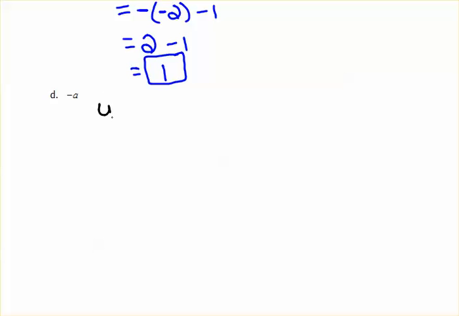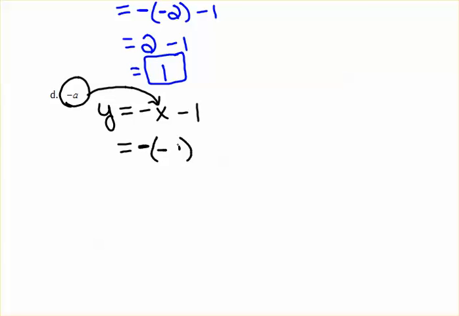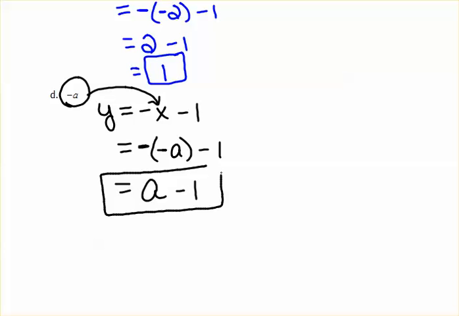Okay, again, I'm going to rewrite my formula. y equals negative x minus 1. And this time, instead of x, we're using a negative a. So when I plug that in, that will be negative, but instead of x, negative a minus 1. So the opposite of negative a would be a positive a minus 1. And we cannot combine those because they're not like terms, so that would be our final answer.